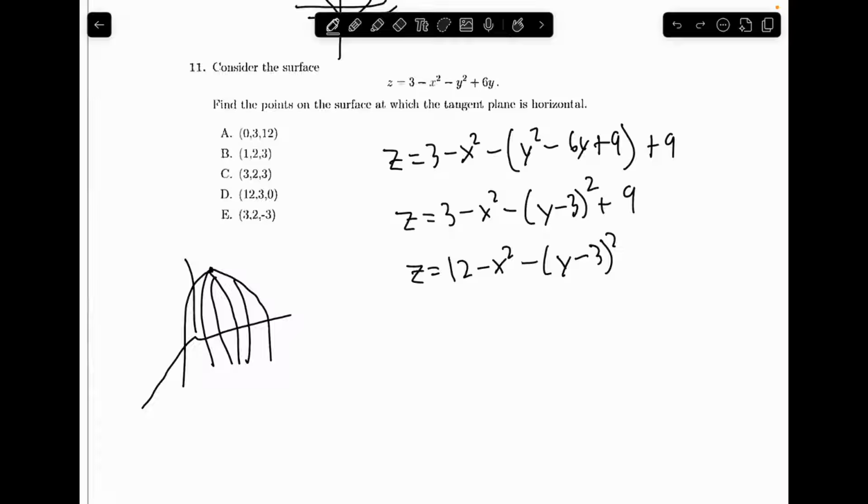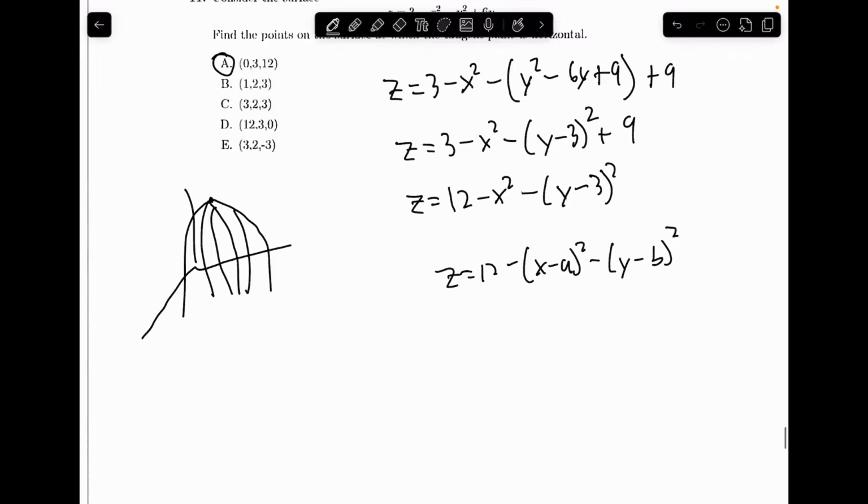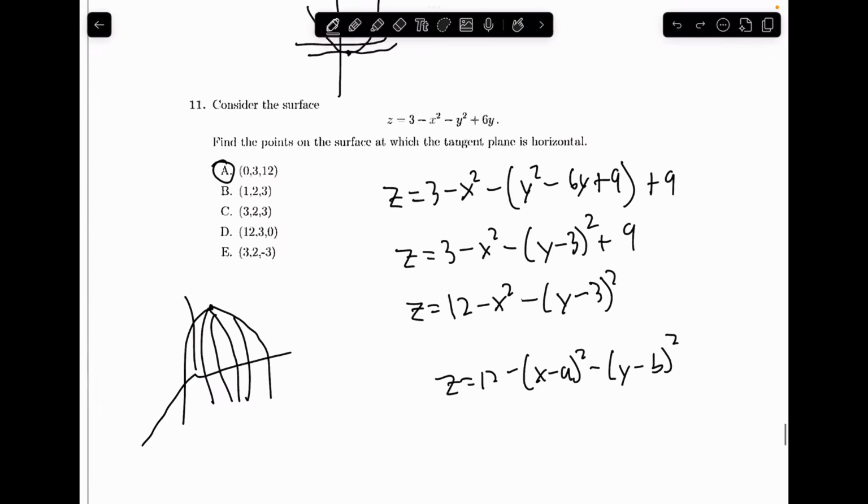So I'm looking at our answers, and A is the only answer that has 12 as the z value, which is just the vertex of our paraboloid. And to look at the standard form here, we would have something like z equals 12 minus x minus a squared minus y minus b squared. So naturally, we're going to have x equals 0, and that's right here. And then y equals 3 is right here. So that is all nice.